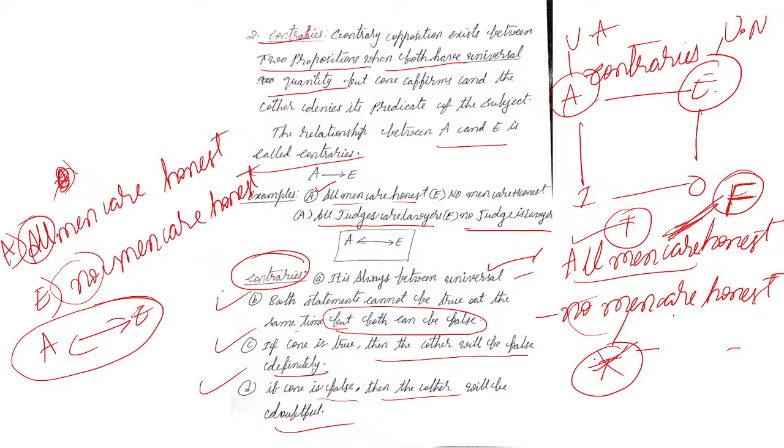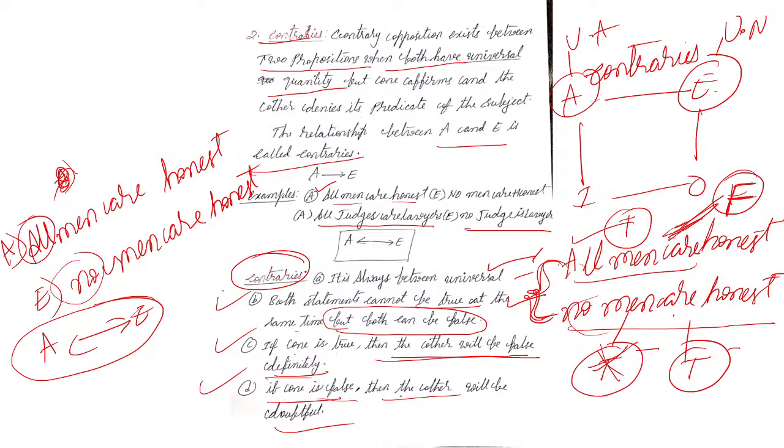That means we cannot say anything about this: no men are honest. Is it true or false? We cannot say. That's why both statements cannot be true at the same time, but both can be false at the same time. If one is true, then the other will be false definitely.